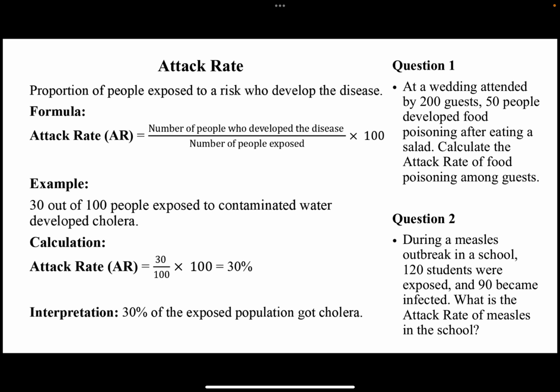During a measles outbreak in a school, 120 students were exposed and 90 became infected. So that means 90 over 120 times 100. So the attack rate is basically letting us understand the number of people who developed a particular disease among a group that were exposed, to the source or the cause of the disease. Is that okay? That is the attack rate.